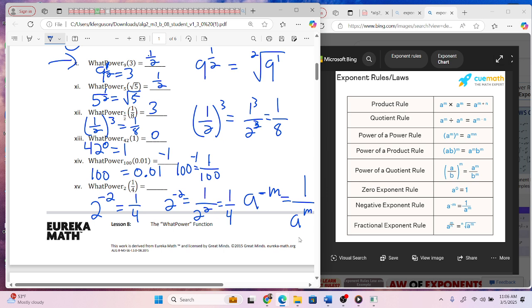Questions? Yo, can you explain this one? Explain what? What I just said? No problem. Explain the part where, because I understand it, but you know how you said it turns to 1/4?